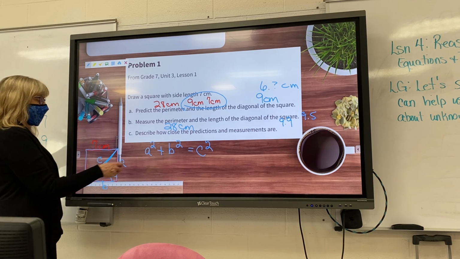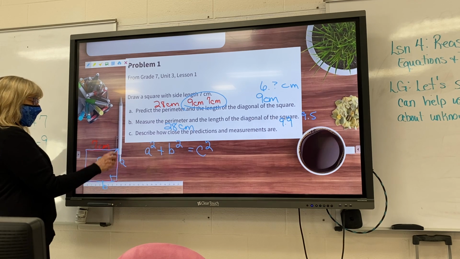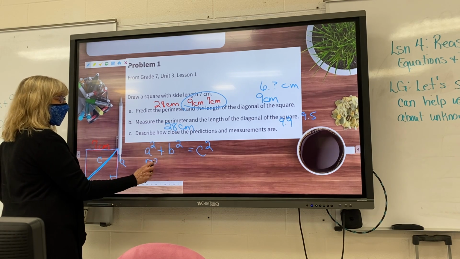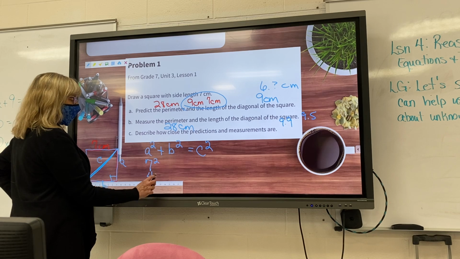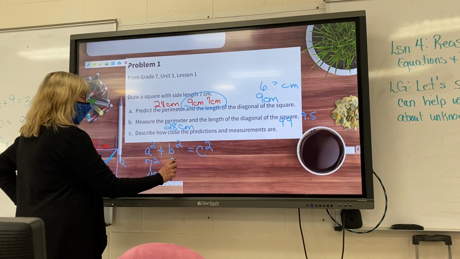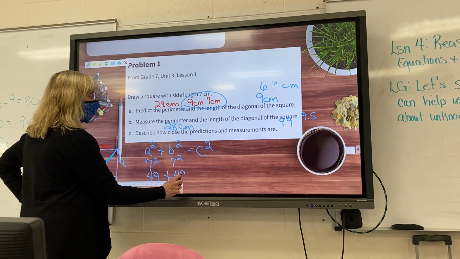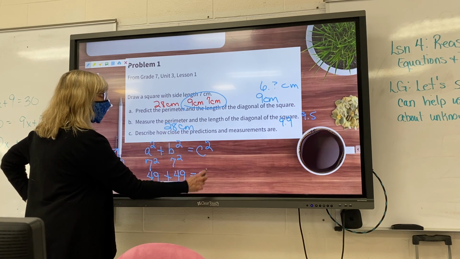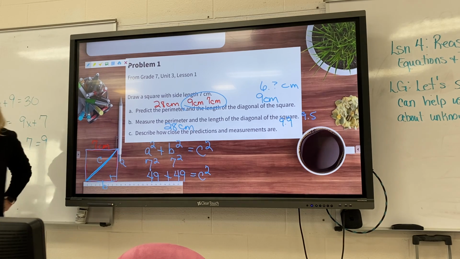So how long is side A? 7. What is 7 squared? 49. So I'm gonna take 49 plus, how long is side B? It's the same. 7. I'm gonna add 49 and 49, and that's gonna equal C squared. What's 49 plus 49?